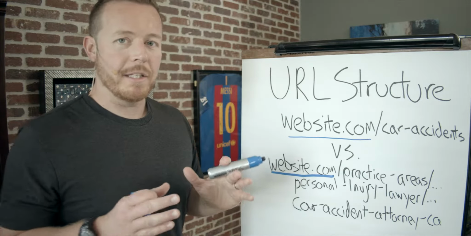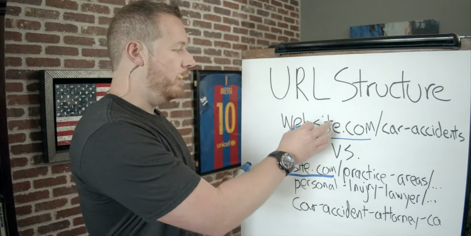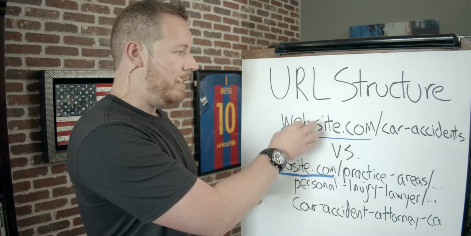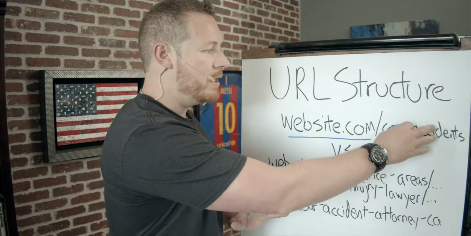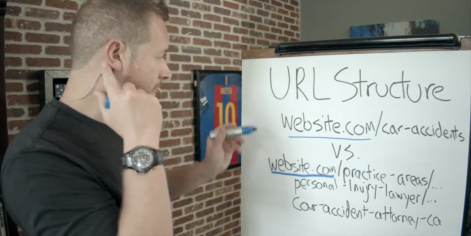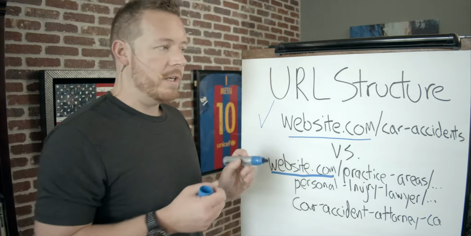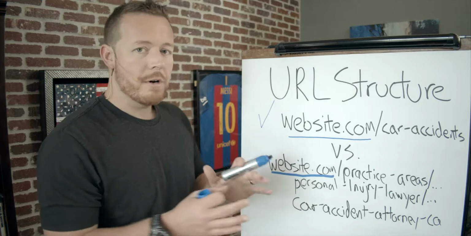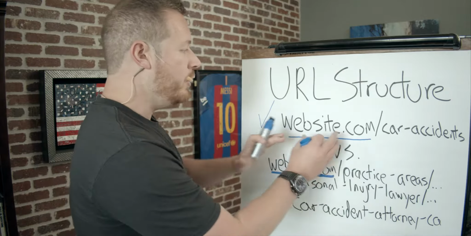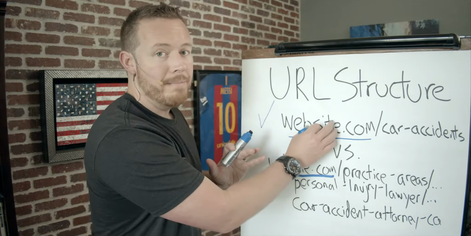If you think about it like it's your desktop and you actually have folders, right? Your main folder that has everything in it is going to be website.com. And then inside of that is going to be a page called car accidents. And that's the way that Google wants to see it. This right here is actually the correct way that you should do it, because Google has said that the more important a page is, the closer it should be to the root. So the closer it should be to this main folder.